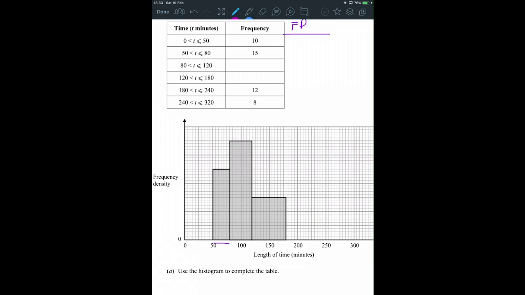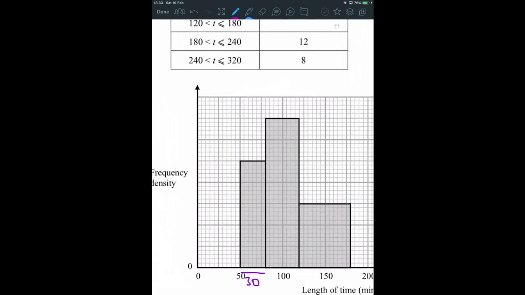Everything else I only have one or the other. So the base of that is 30. The frequency is 15. Remember that frequency density is frequency divided by the class width. So there the frequency density is 30 divided by 15 is 2. So the height of that bar there is 2.